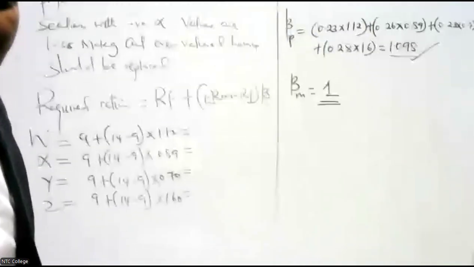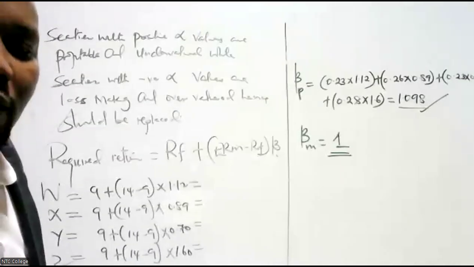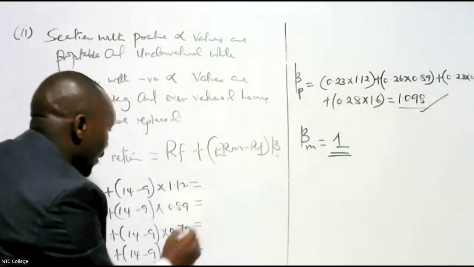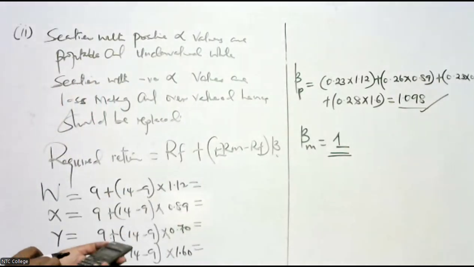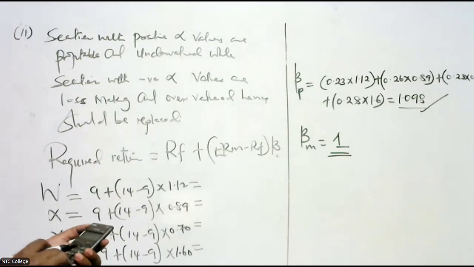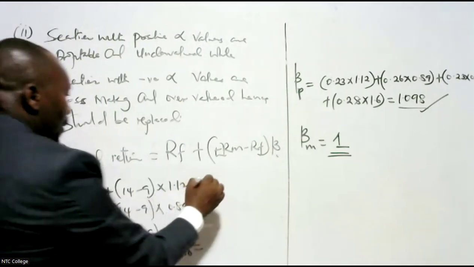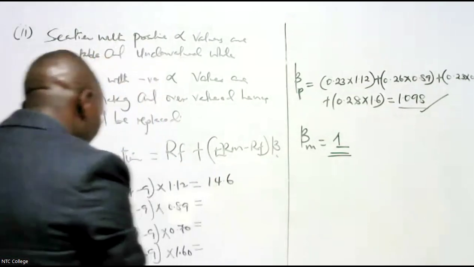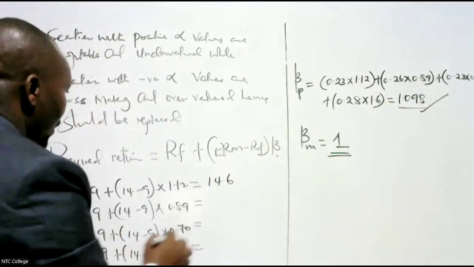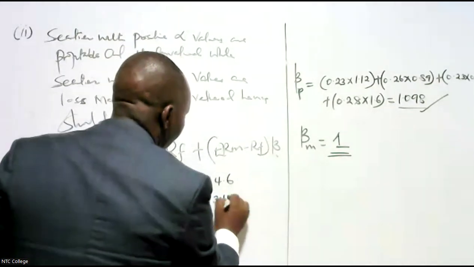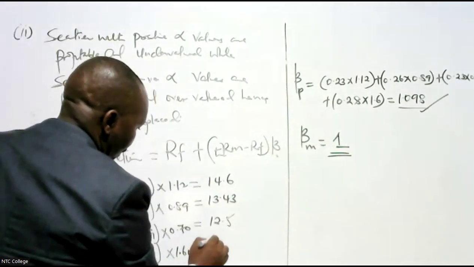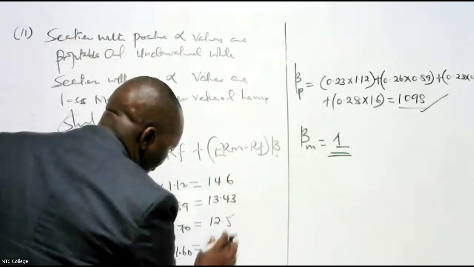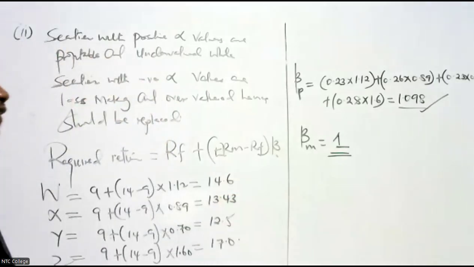You can give me the answers. So 5 times 1.12 plus 9. So this one gives you 14.6. 13.43. 12.5. And 17.0. So now those are required returns.